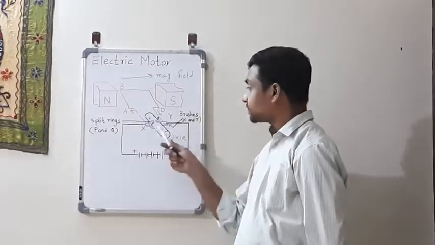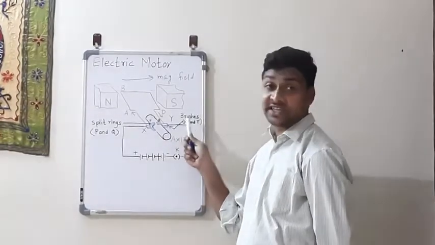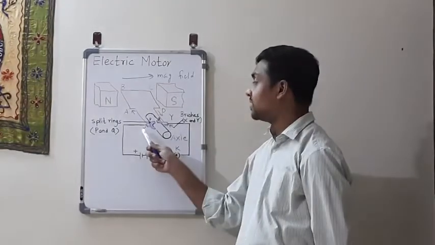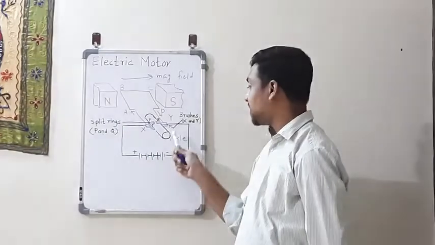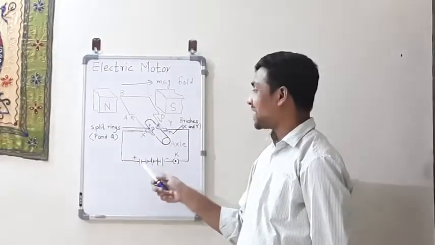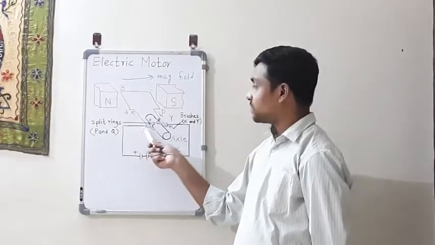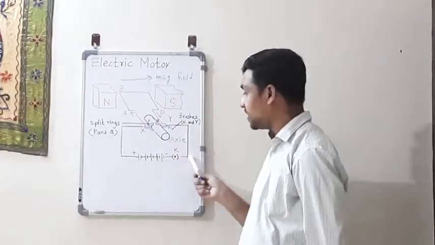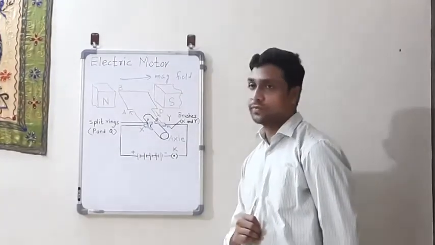The outer ends of the split rings are connected to the stationary brushes X and Y. Brush X is connected to the positive terminal of the battery, and the negative terminal of the battery is connected through the key to brush Y. From this diagram, current enters the coil from brush X and leaves the coil from brush Y, entering the negative terminal of the battery. This way electric current is flowing over here.